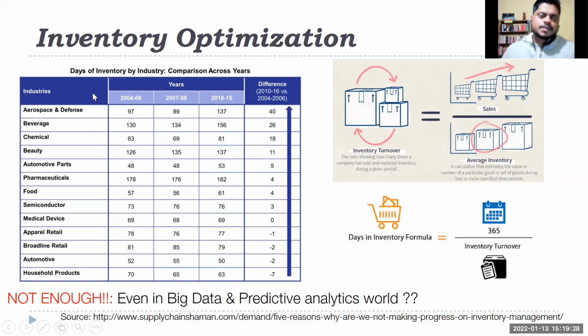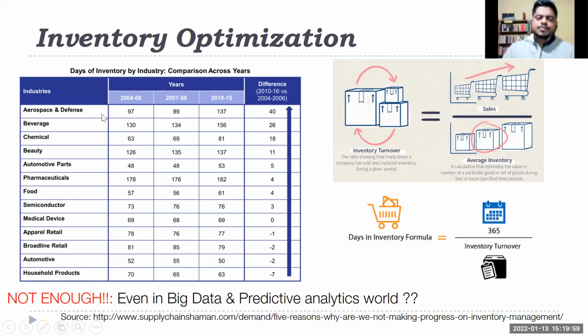So this is something called days of inventory by industry. Days of inventory is 365 divided by inventory turnover, right? This is again old data, till 2016. The question they are asking, ideally when we have so many tools and technologies to do analytics, is about your days of inventory. That means how many days inventory stays in your plant, right?